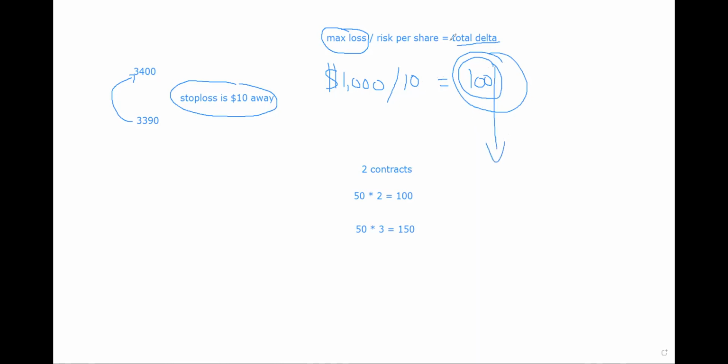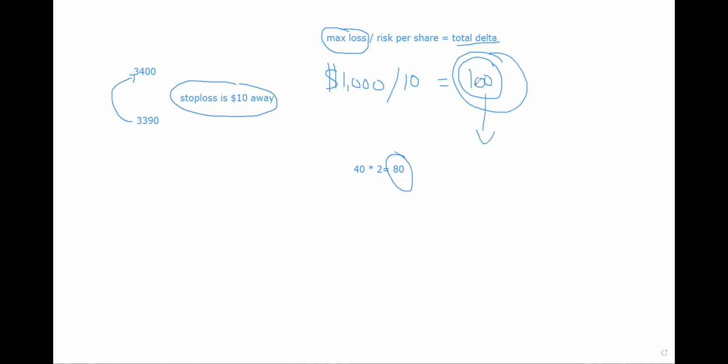So if your total delta is 100, I would recommend that you don't make it get to 100. Maybe you can get 2 contracts with a delta of 40, right? So for example, 40 multiplied by 2 would equal 80. Now, if your total delta is 80, you're good because it is under the 100.